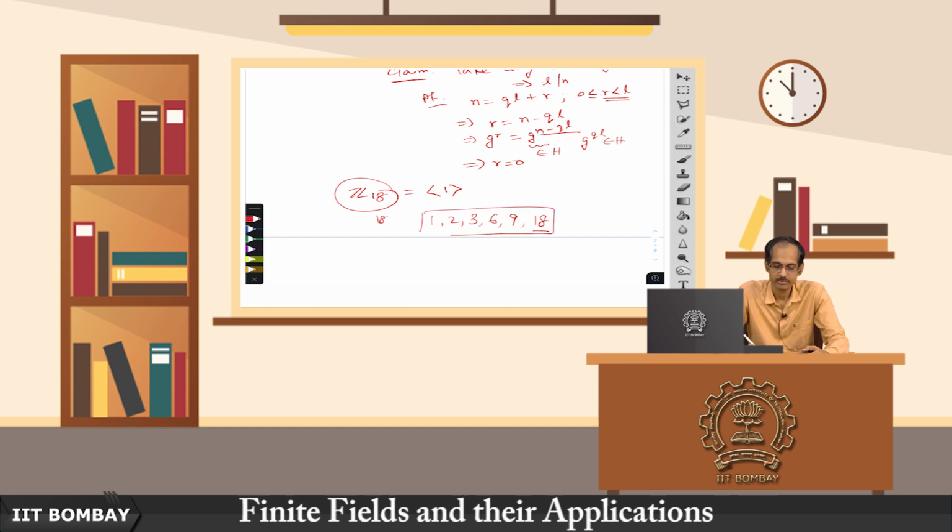So, these are the possible orders of the subgroups of Z18, and they are generated by which elements? In the case of order 1, it is the identity element 0 itself. What is the subgroup of order 2? Well, it is 0 and 9. This is the subgroup of order 3: 0, 6, 12 and so on.